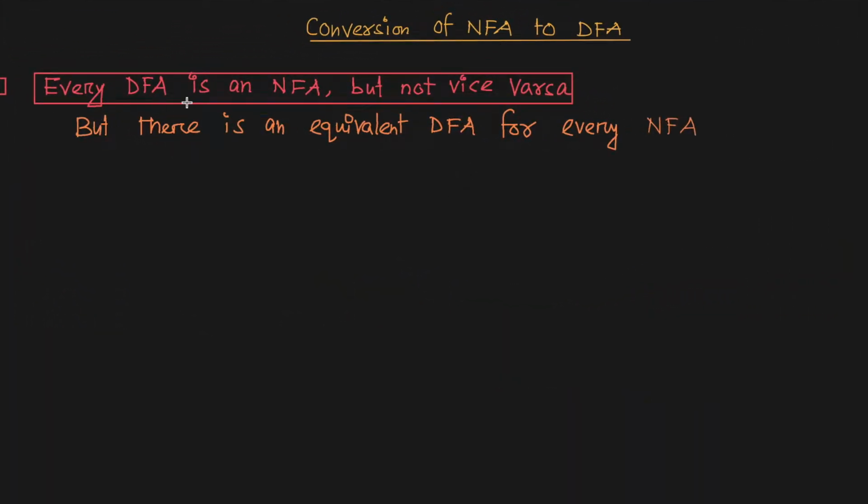Every DFA is an NFA but not vice versa. That is, every NFA is not a DFA. Every DFA is an NFA but every NFA is not a DFA. But there is an equivalent DFA for every NFA. That means every NFA can be converted into a DFA.